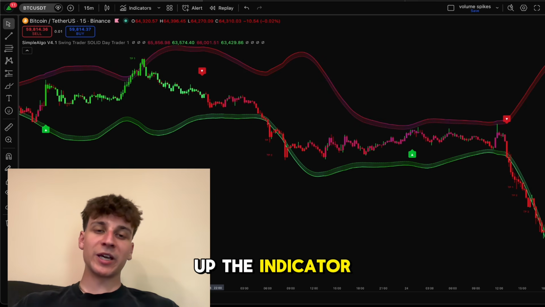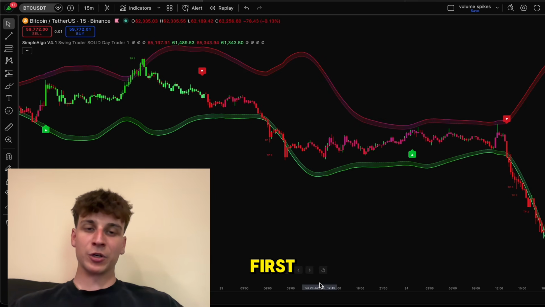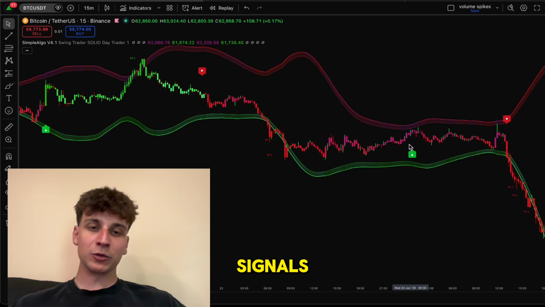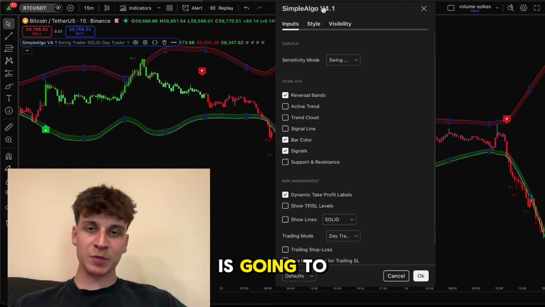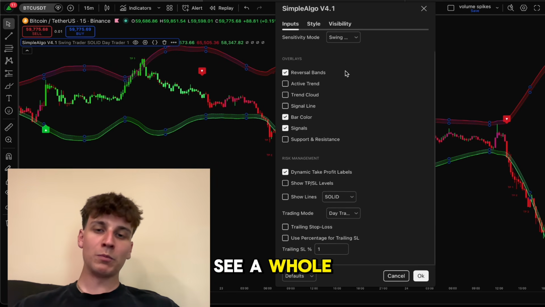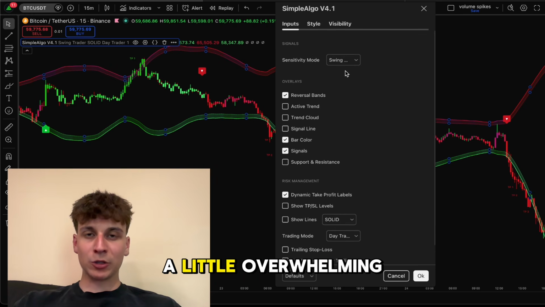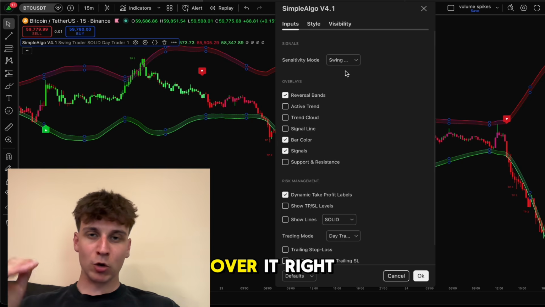When you load up the indicator on your chart, it's going to look like this at first. But if you double click on any of these signals, these up arrows or down arrows, this settings tab is going to pop up, and you're going to see a whole bunch of different settings. It may be a little overwhelming at first, but don't worry, I'm going to go over it right now.